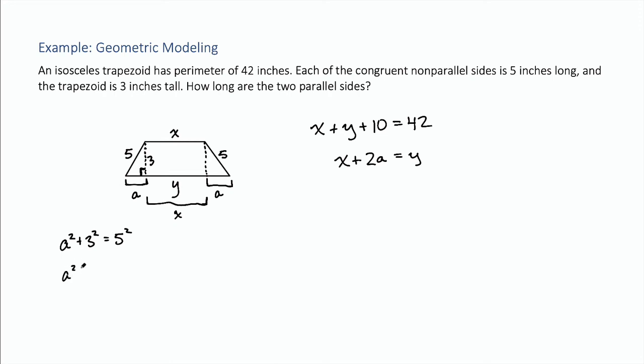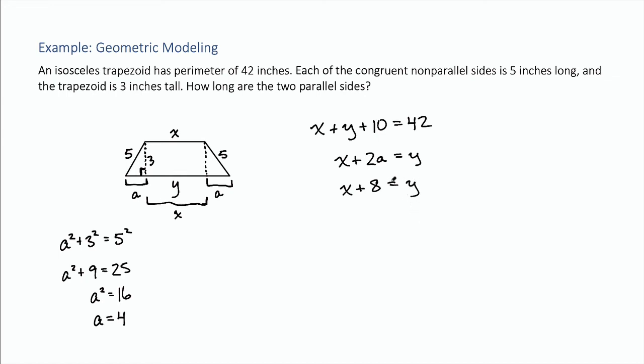We have a squared plus 3 squared, which is 9, equals 5 squared, which is 25. Subtract the 9, and we get a squared equals 16. Take the square root, and you get a equals 4. So up here now we have that x plus 2 times a, that's 2 times 4, which is 8, is equal to y.